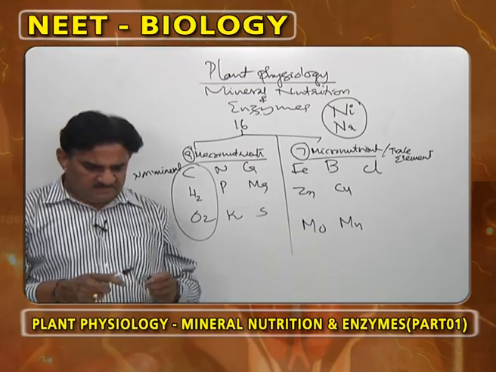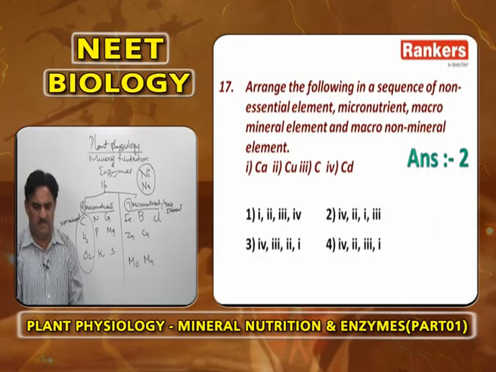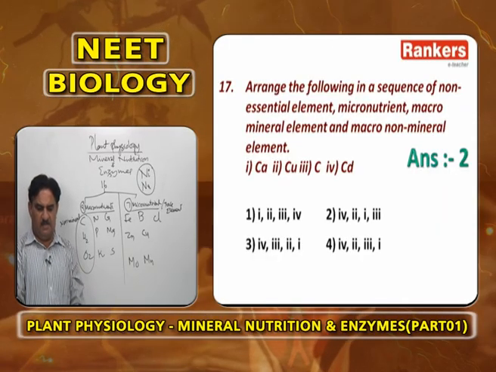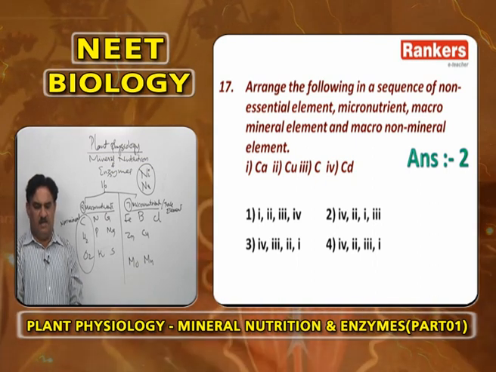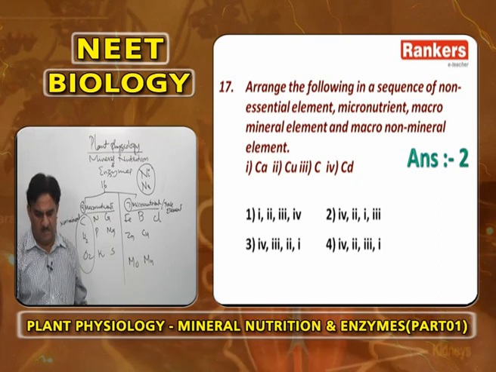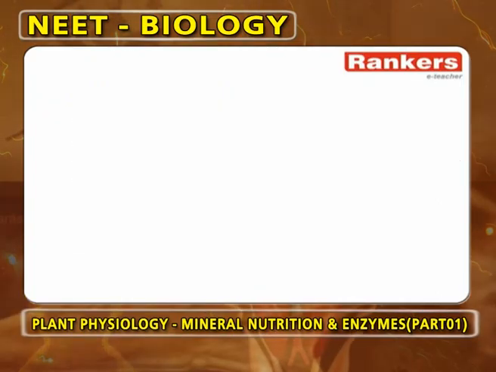So, according to this, cadmium is a non-essential element, copper is a micronutrient, calcium is a macro mineral element, carbon is a non-mineral macro element. So, second option.